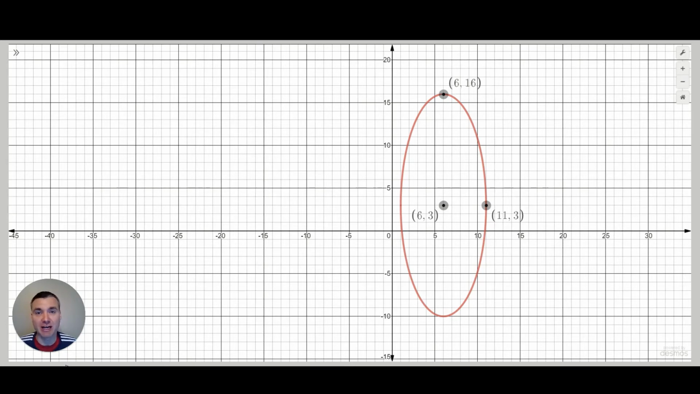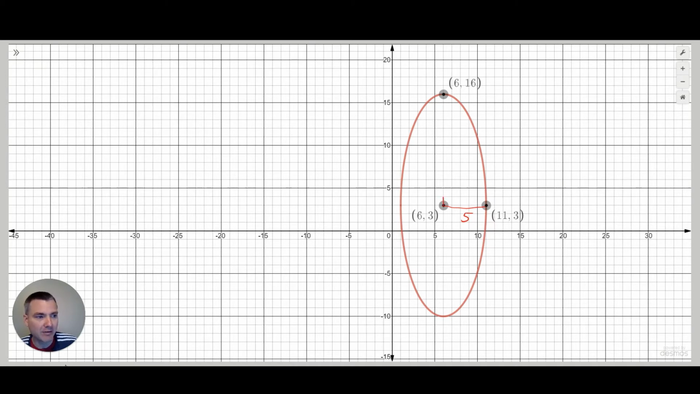Now let's say you have the graph of an ellipse and you want to find its foci. In order to do that, you need to find the length of its major radius and its minor radius. So we have an ellipse centered at (6, 3), and coordinates at (11, 3). So it has a b, or a minor radius, of 5.